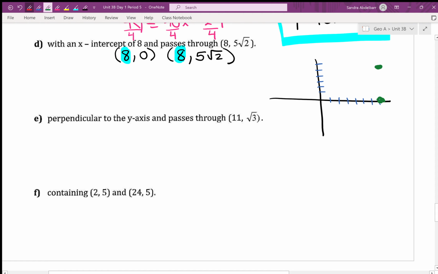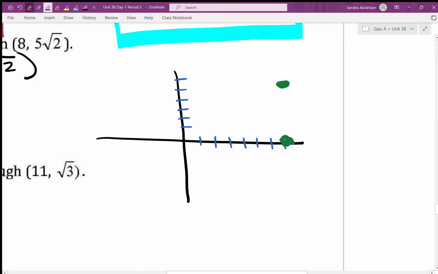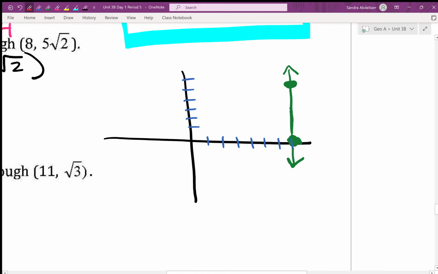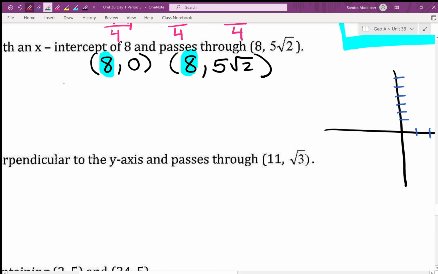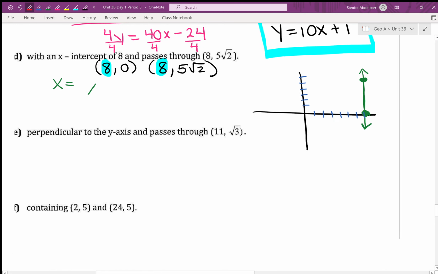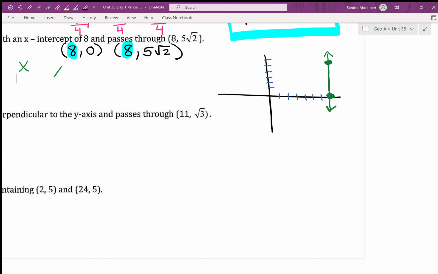If we connect these points, what kind of line is this? A vertical line. So you tell me, what's the equation of a vertical line? X equals or Y equals? Katie? X equals. So it's going to be X equals. Oh, this is just flipping out on me here. What's going on?